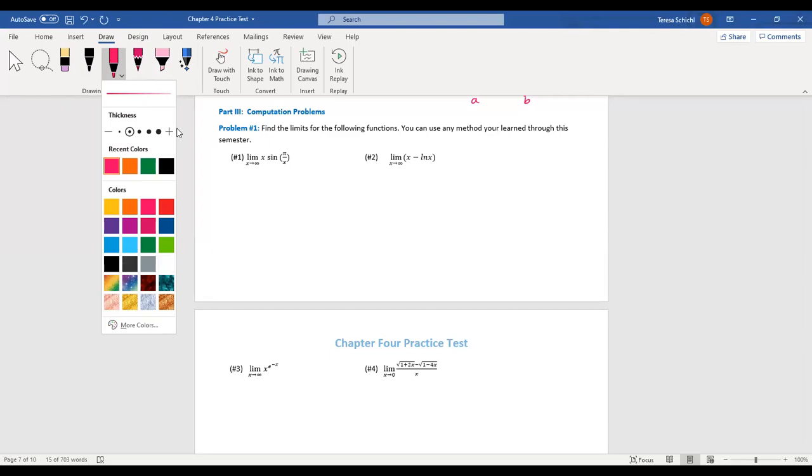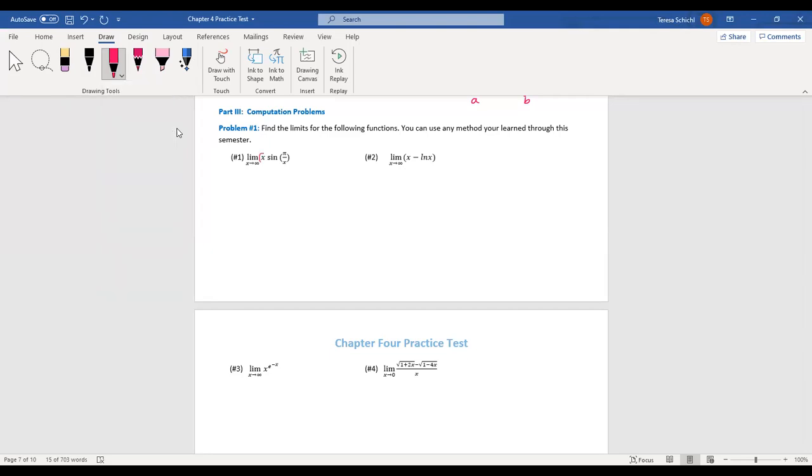Okay, so here we have sine of pi over x as x approaches infinity. So x is going to approach infinity, right? And when x approaches infinity, what does pi over x approach? It approaches 0. If pi over x approaches 0, what does the whole sine approach? It approaches 0 here, right? So we have infinity times 0, and we know infinity times 0 is an indeterminate form.